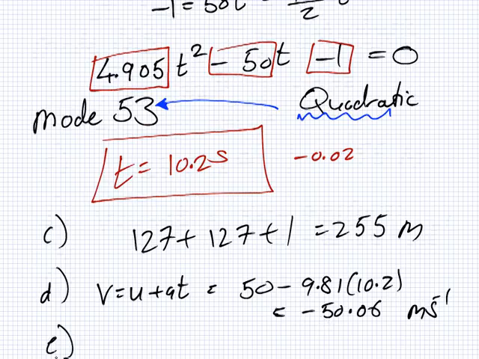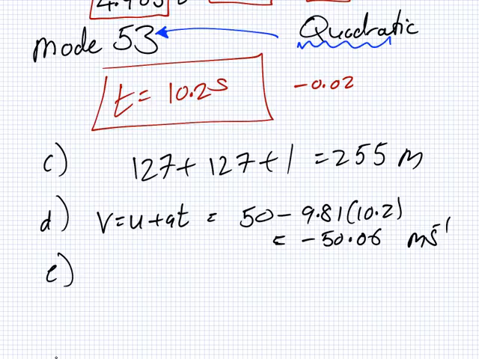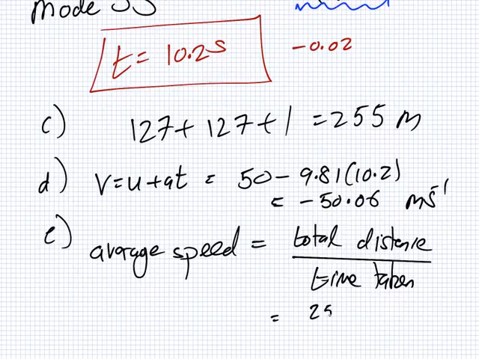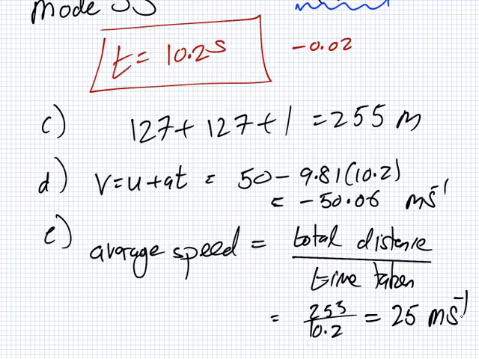And finally, E. The last part is, what is the average speed? Does anyone know the formula for average speed? Again, it's a middle school type of formula. Total distance over time taken. So what's the total distance here? 255 over 10.2. 25. How do we go back to the normal mode? Oh, mode 1.